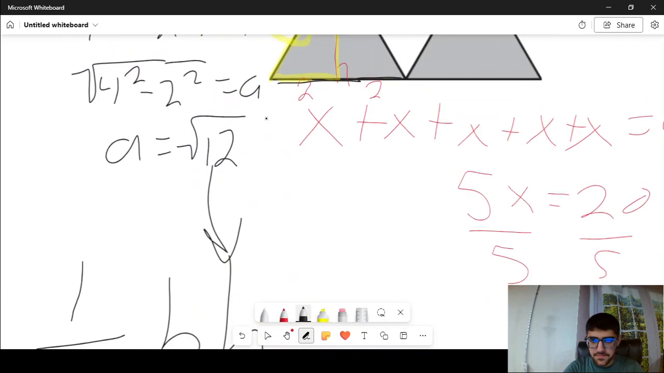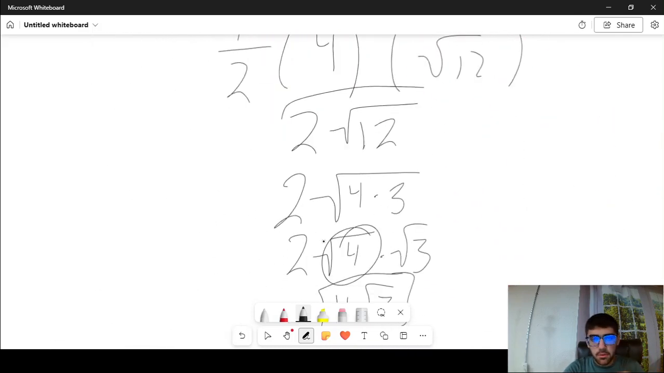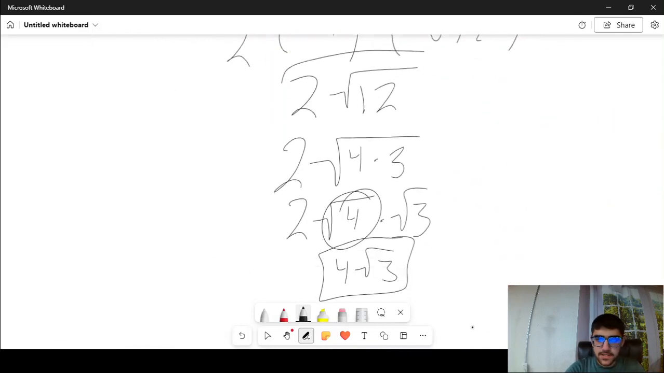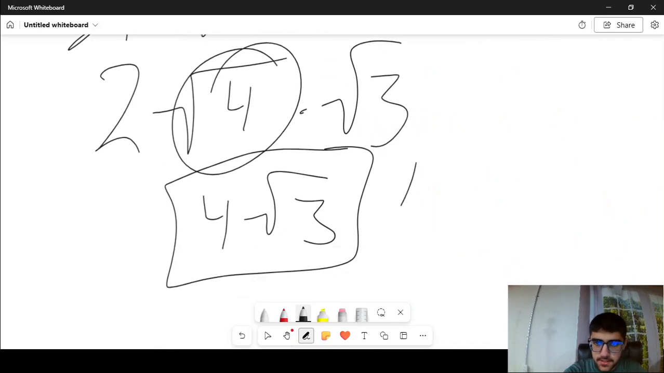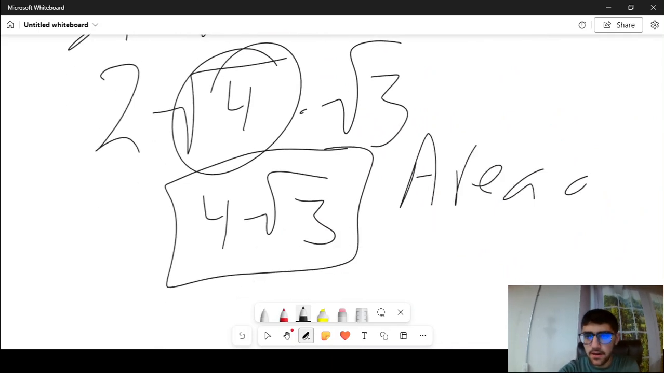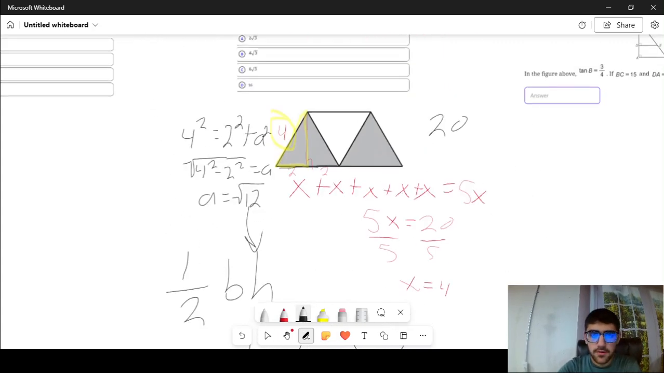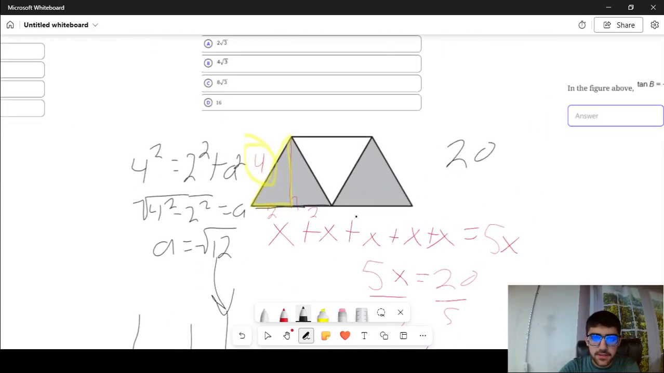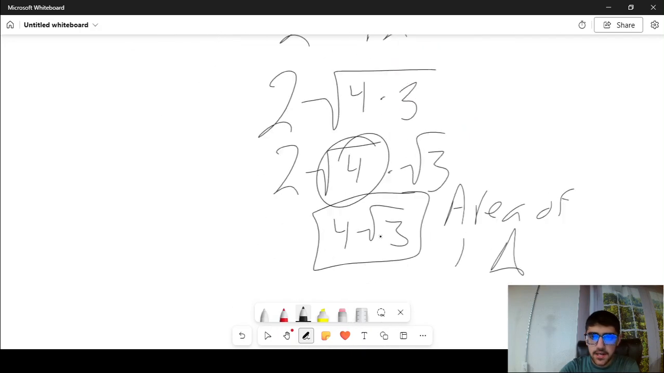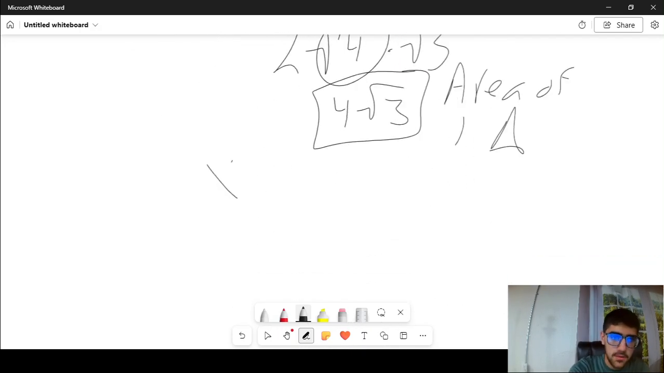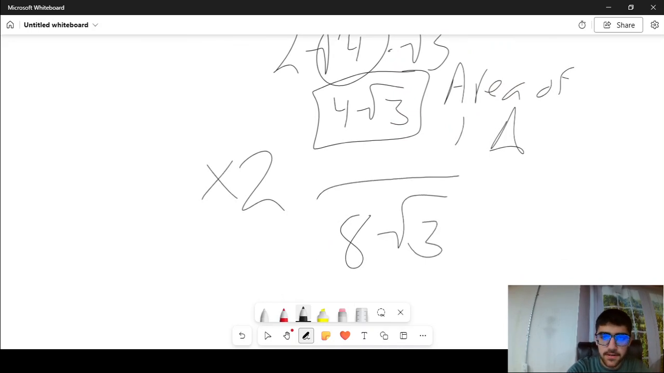But, sorry, that was a mistake. What we solved for right now is the area of one triangle. If we look, we want the area of the shaded region. There's 2 triangles in the shaded region, so that means we have to multiply it by 2. So times 2, we actually get 8 square root of 3 as our final answer.